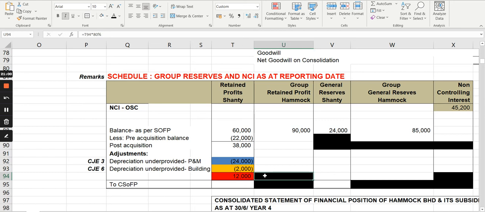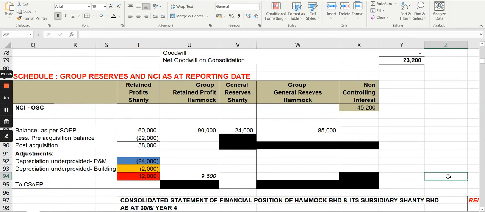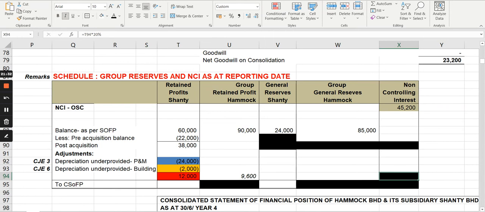This is the one that you will segregate between the group or the parent and the one of the subsidiary. So what you will segregate, if you can see here, you are going to take 12,000 times 80%. 80% is the percentage held by the parent in the ordinary shares. So that will give you 9,600. The remaining will be included in the non-controlling interest column, where that one will be 20%. 20% from 12,000. Just a simple calculation. Done with the retained profit.